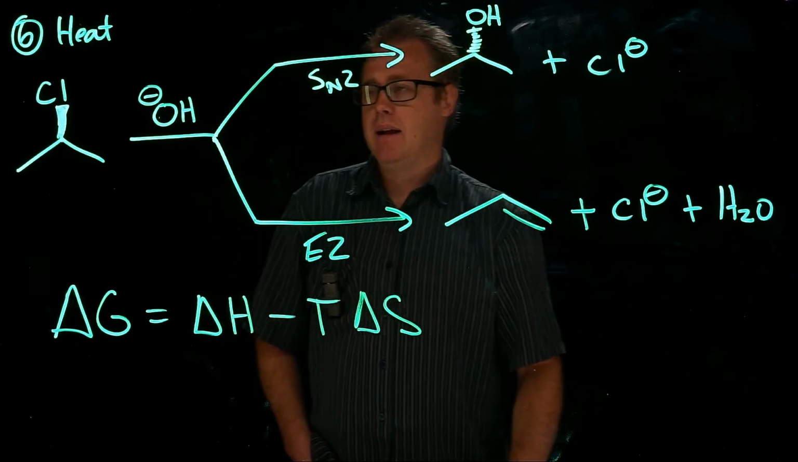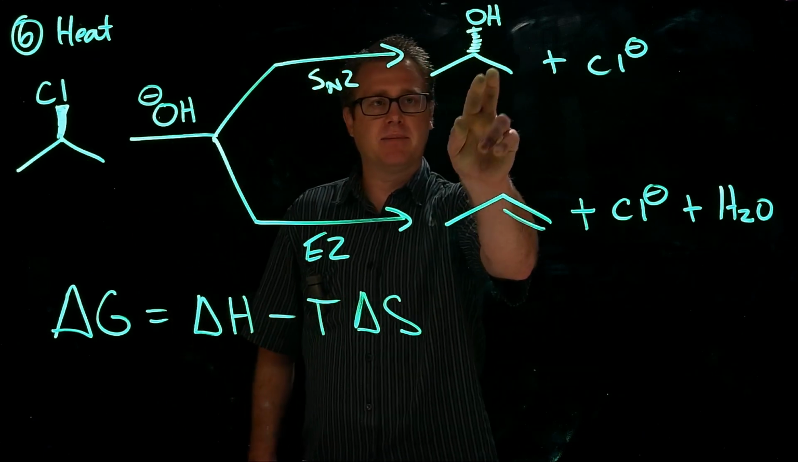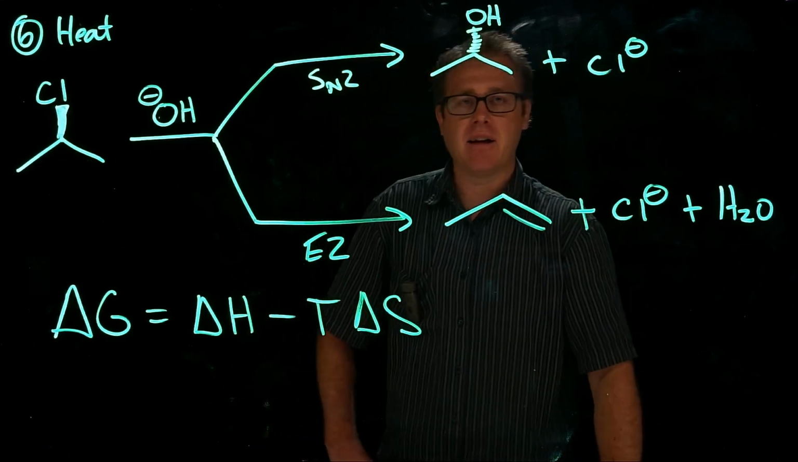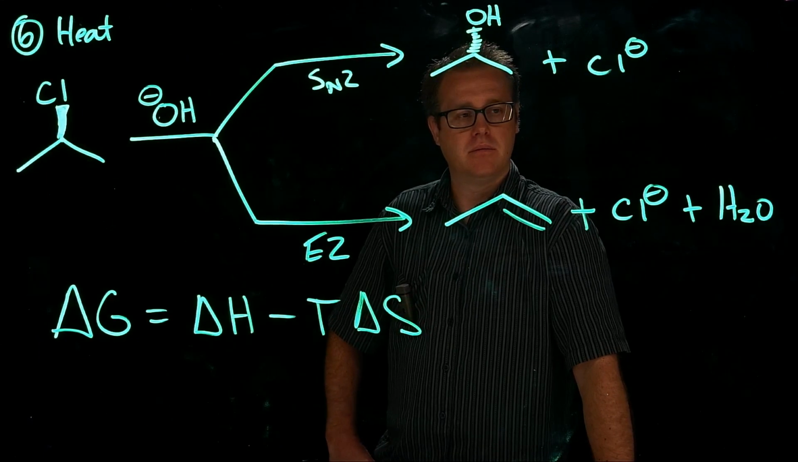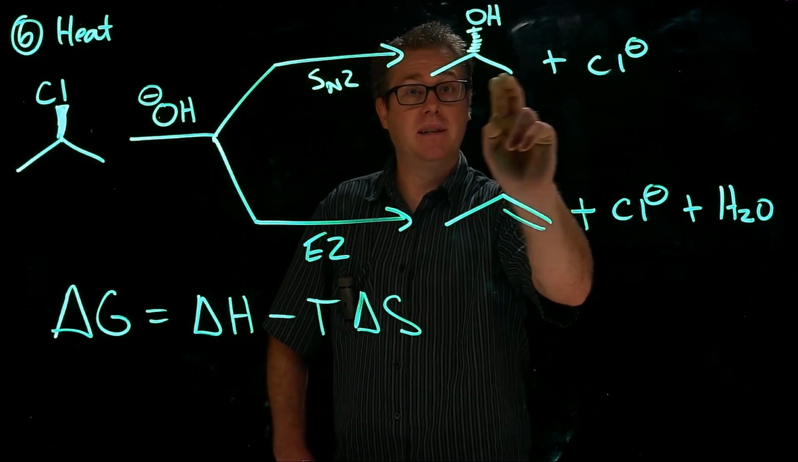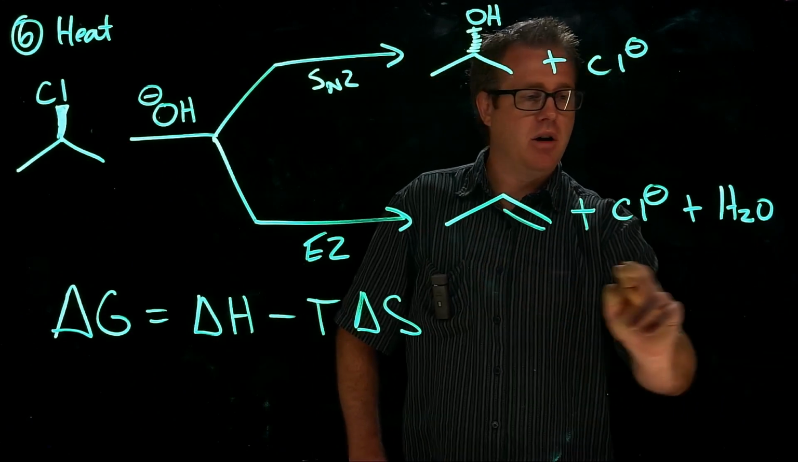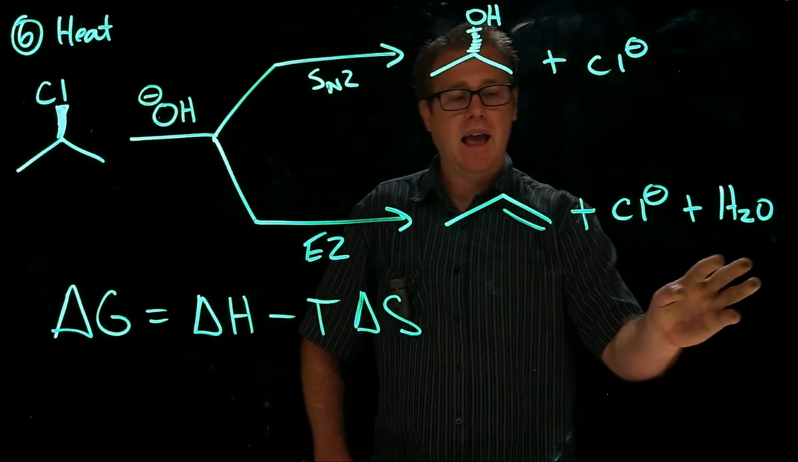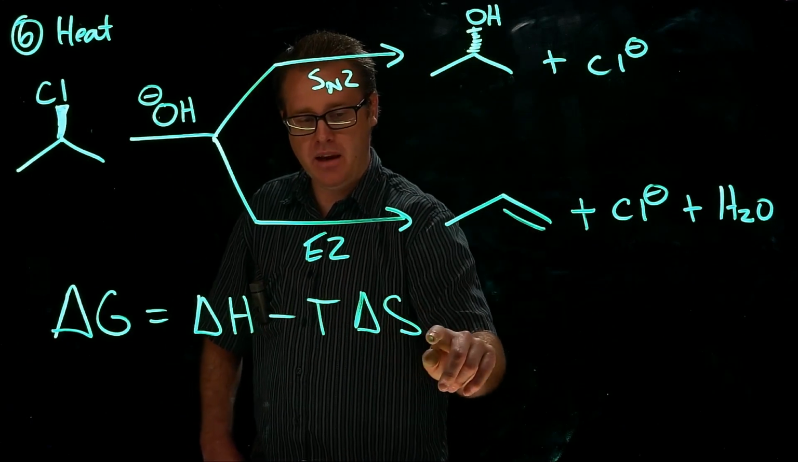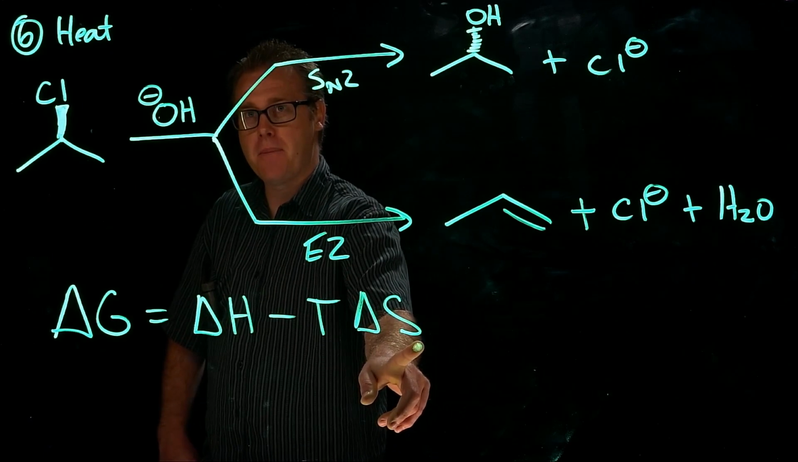So when we apply heat, well, let's bag heat for a moment. Let's take a step back. When you look at the substitution versus the elimination, which one has higher entropy? It goes from 2 species to 2 species versus 2 to 3. So this molecule, or the elimination product, has more entropy. And when we look at this equation right here, when we increase entropy, that's going to be a favorable process, right?